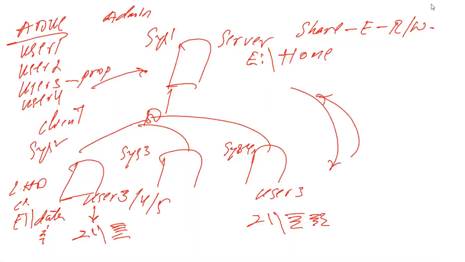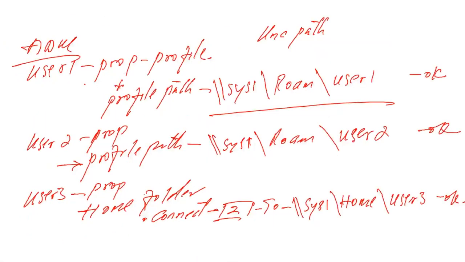So right click on the user 3 account, click on properties. Then write down: select the profile tab, select the home folder, and select the connect option.